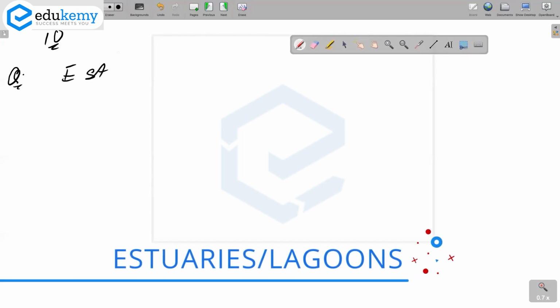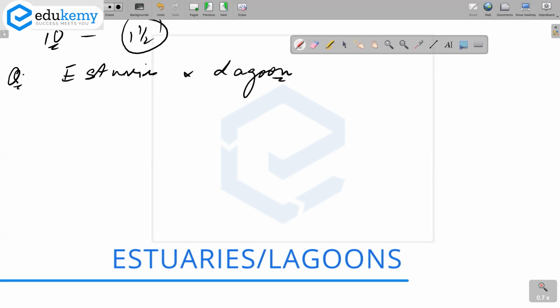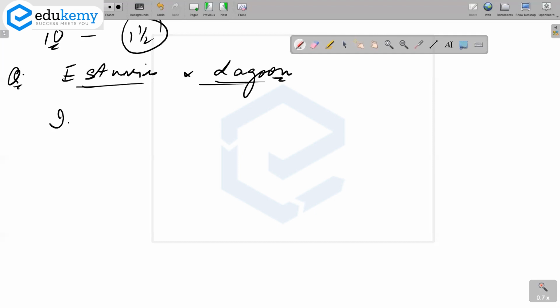Differentiate estuaries and lagoons. It is a 10-mark question, and it has to be finished in 1.5 pages. Think of an introduction.